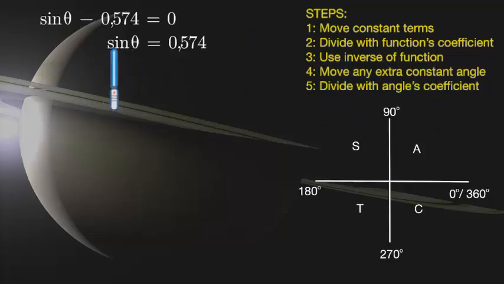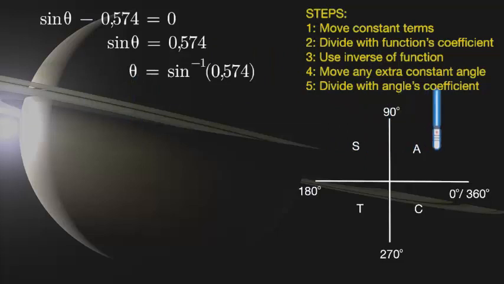Because we're not moving the sine theta, we're only moving the sine, we are going to use its inverse. So we end up with theta is equal to sine to the power of -1, and we put the ratio in brackets. There we go. Then, step 4, move any extra constant angle. Well, with this theta there is not another angle, so we don't need to move that constant angle.